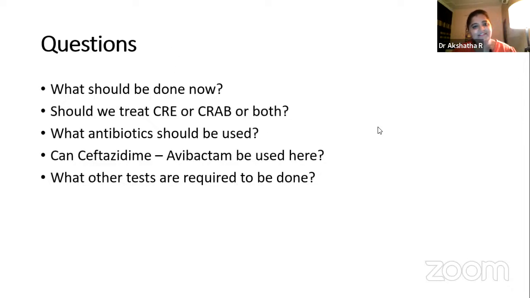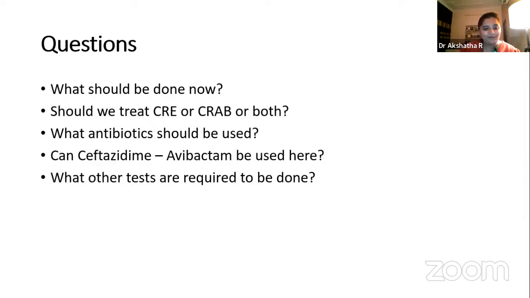So if I just give ceftazidime avibactam, will it cover both? Suppose the CRE is a non-MBL producer, so I'll give ceftazidime avibactam. Okay, maybe MBL also with aztreonam. So will it cover both CRE and Acinetobacter? Yes or no? Please comment. No? Yes. So those who have answered no, I'm thankful.